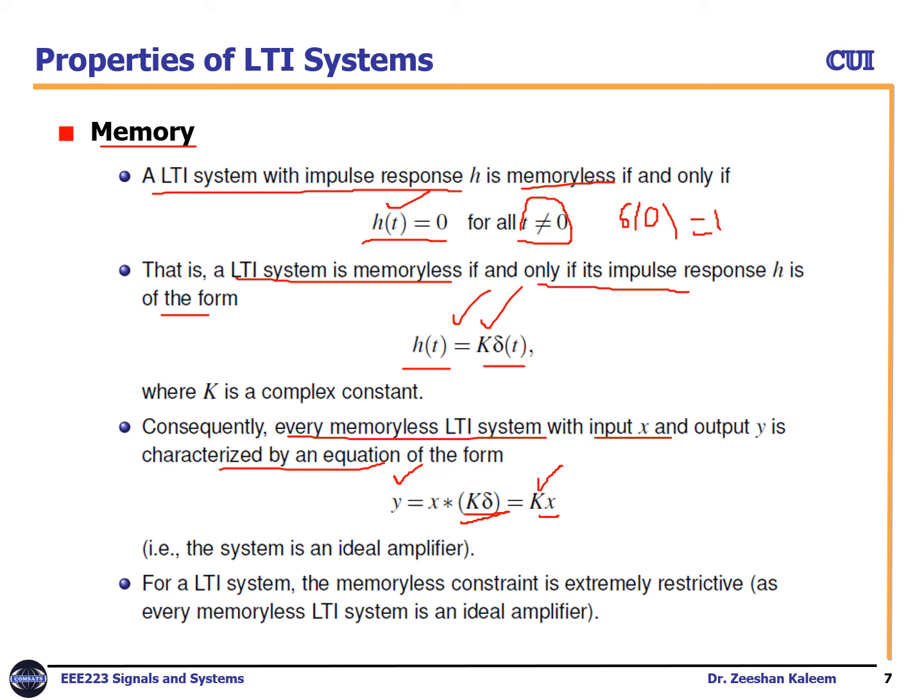So the system is an ideal amplifier. So it is kind of an amplifier. When the system is kind of an amplifier, it is a memoryless system. So for LTI systems, the memoryless constraint is extremely restrictive, as every memoryless LTI system is an ideal amplifier, right?